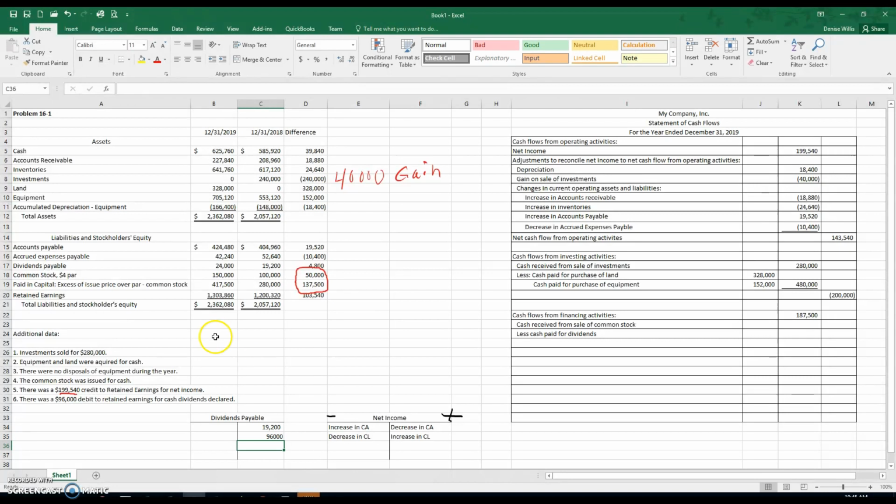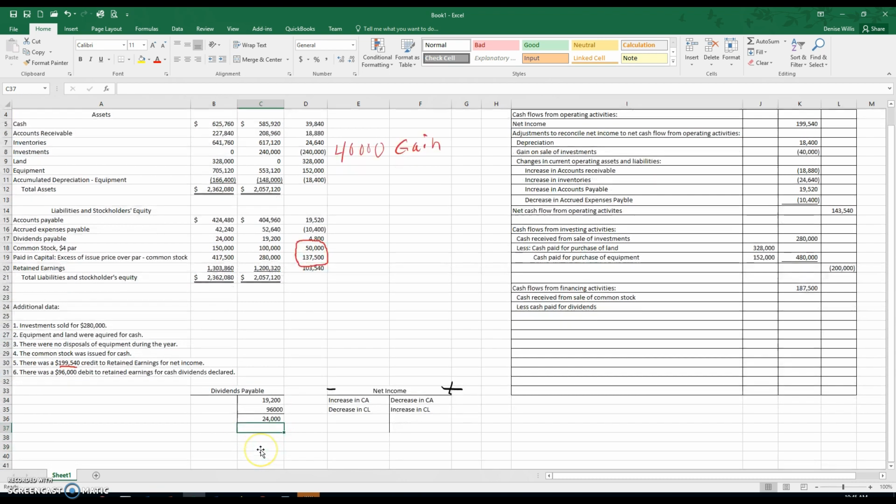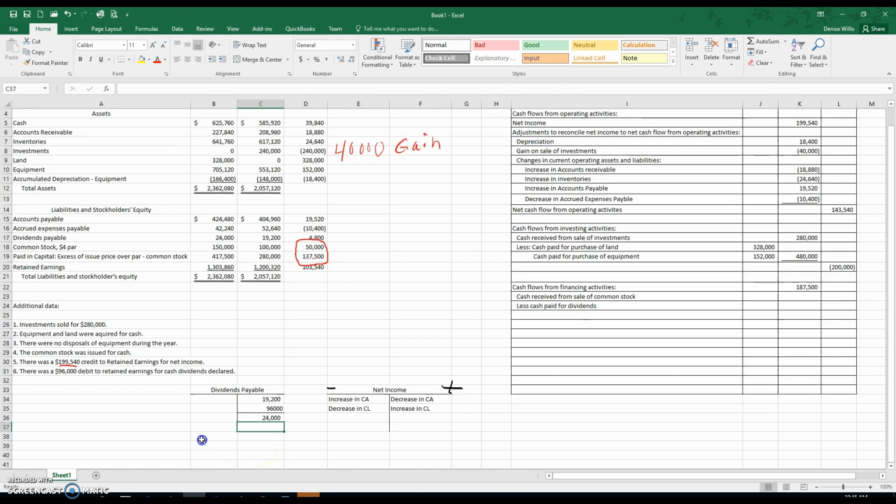Okay, we know that the ending balance, let me put an underscore here. Did that work? Yeah. Okay. We know that it has an ending balance of $24,000 right there. So if we had 19.2, we added 96,000, the cash dividends that were paid is going to be the debit that makes it equal 24,000. Okay, I'm sure that's clear as mud. But watch the actual calculation here.